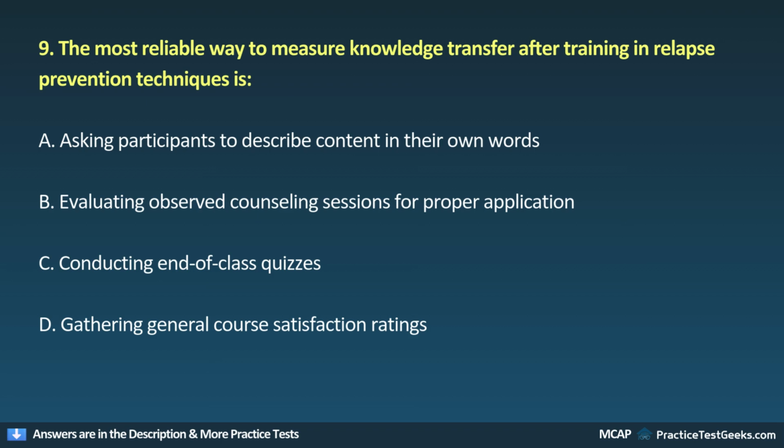9. The most reliable way to measure knowledge transfer after training in relapse prevention techniques is A. Asking participants to describe content in their own words. B. Evaluating observed counseling sessions for proper application. C. Conducting end-of-class quizzes. D. Gathering general course satisfaction ratings.